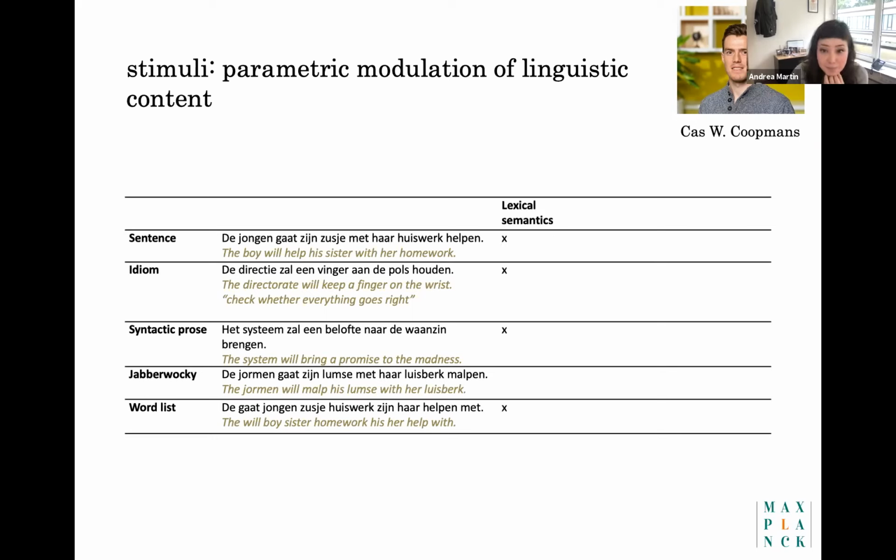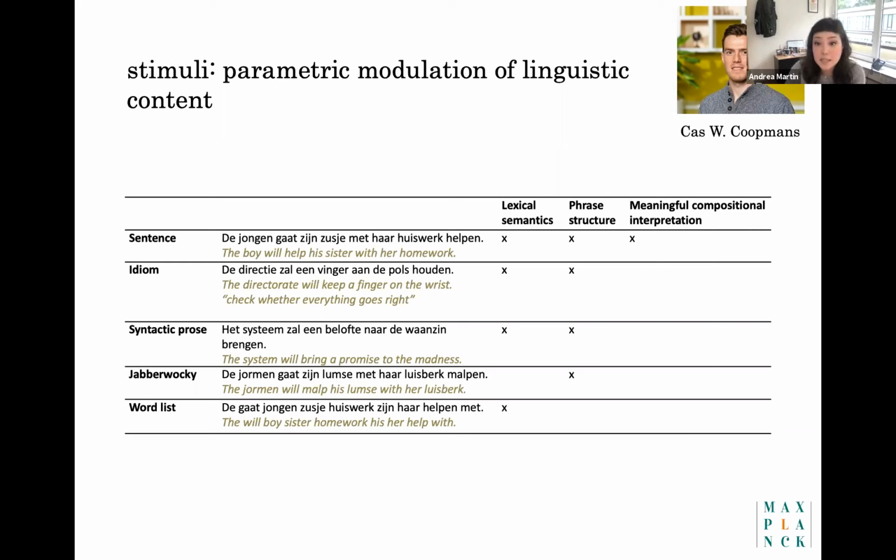So basically, all the conditions except for Jabberwocky have lexical semantics. Jabberwocky is the only condition that uses Dutch pseudo words. These are words that obey the phonotactics of Dutch, but otherwise don't have a nearest neighbor that's immediately called to mind. Then all conditions except for the word list have the same syntactic structure. But it's only the sentences that have the meaningful combination of word meanings such that their phrase structure yields a compositional interpretation that's meaningful. It's also possible to derive compositional interpretations of idioms.